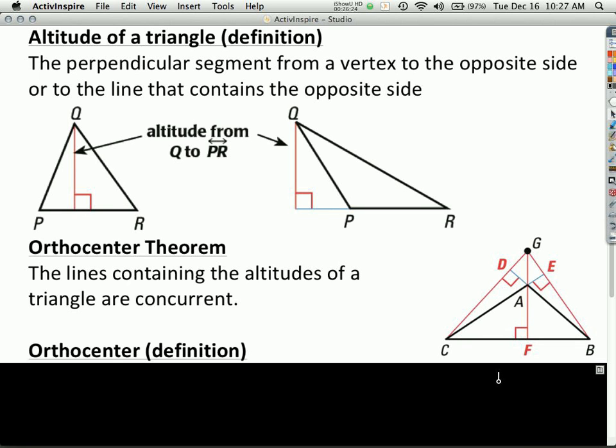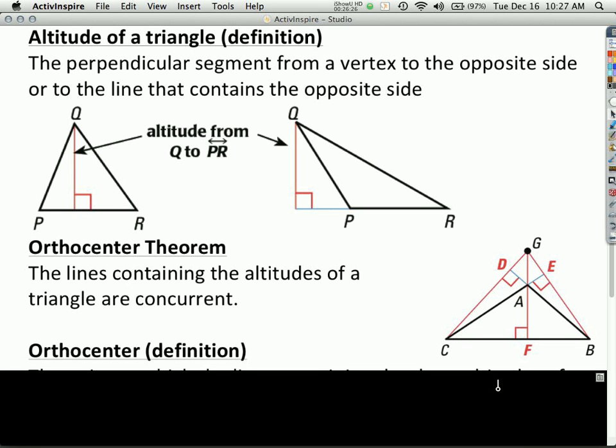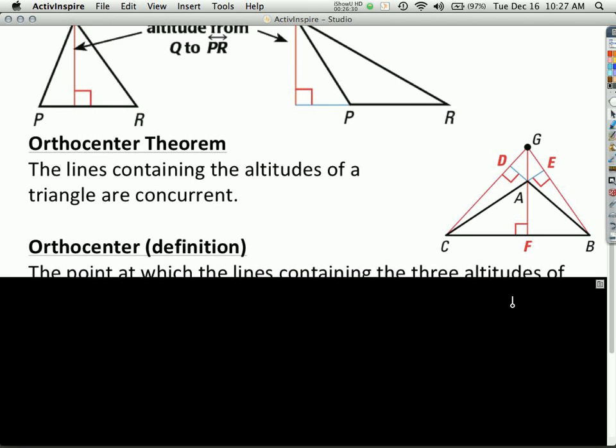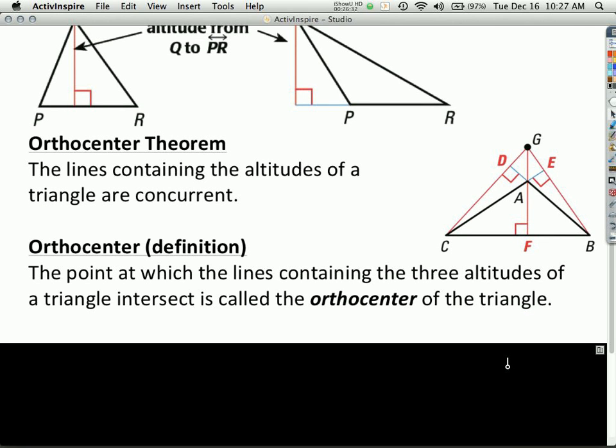So now, the orthocenter. And the orthocenter theorem has a different name on your paper. I think it says the concurrency of altitudes of triangles theorem. The orthocenter: the lines containing the altitudes of a triangle are concurrent, and they form a point called the orthocenter.